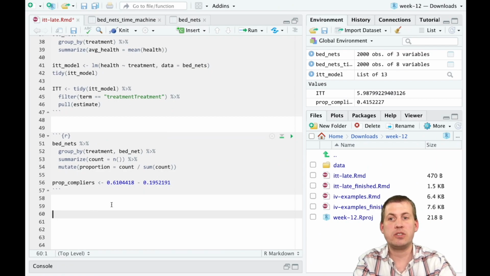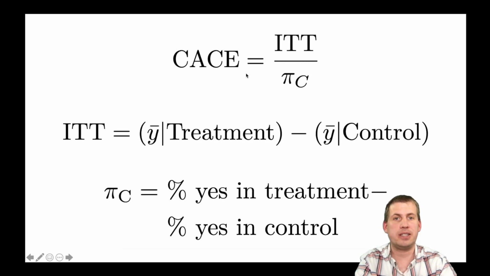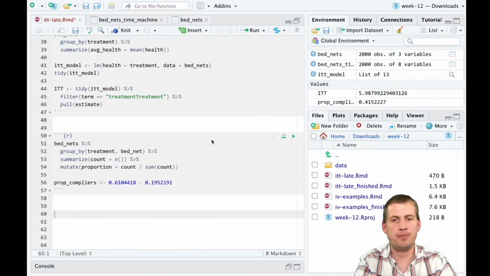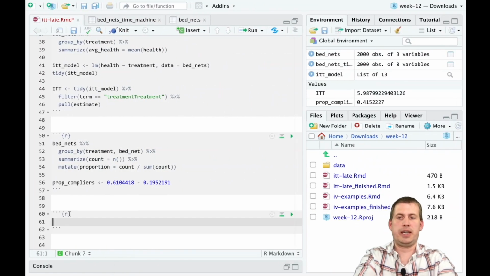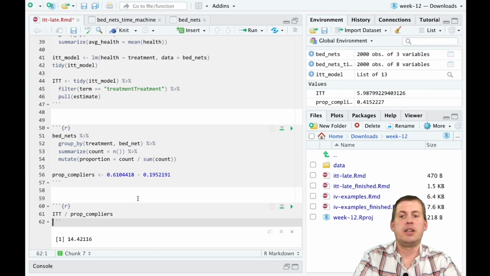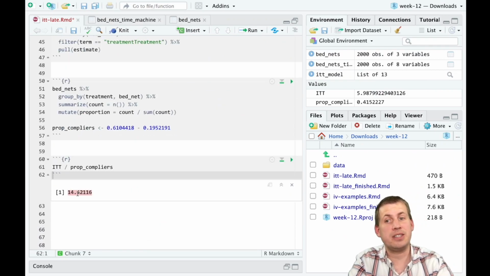Okay, so if we go back to the slides, we have both parts now. We have the intent to treat effect, and we have the proportion of compliers. And so if we divide intent to treat by proportion of compliers, we should get this complier average causal effect. So if we add a new chunk here, we can do that. We can say ITT divided by prop compliers. And if we run it, this says that the causal effect is 14 health points.